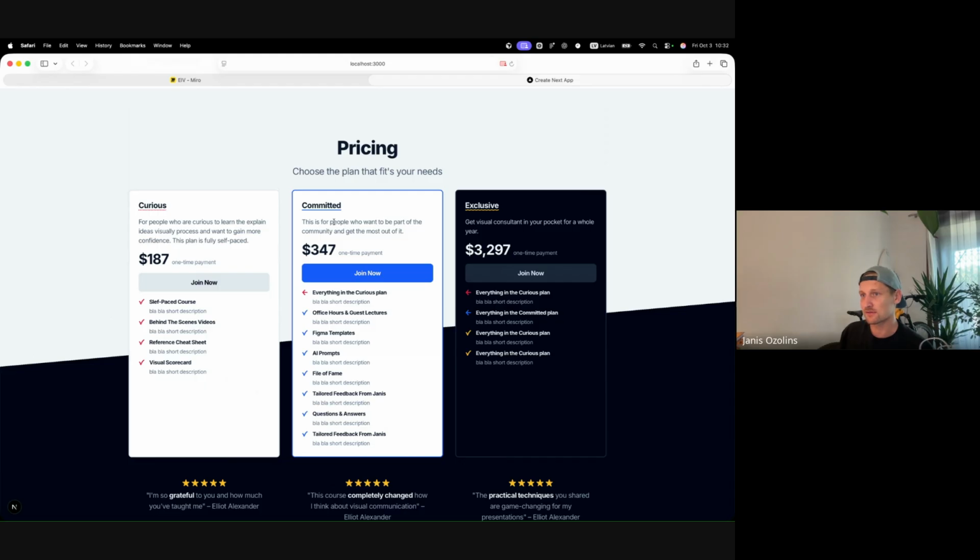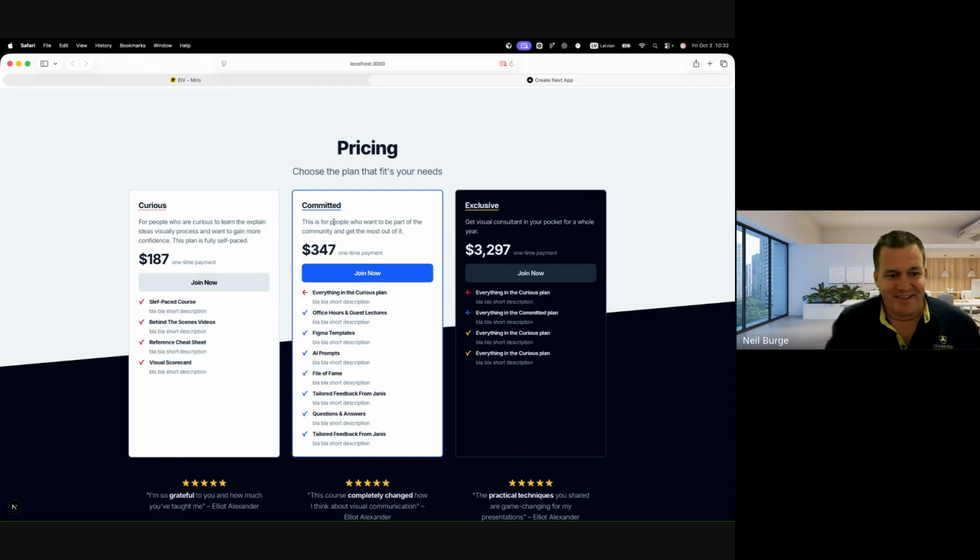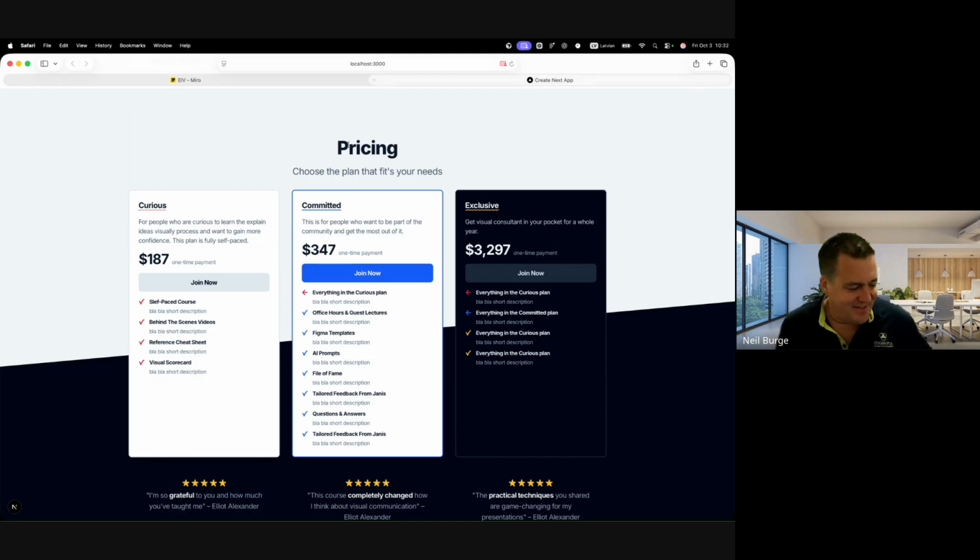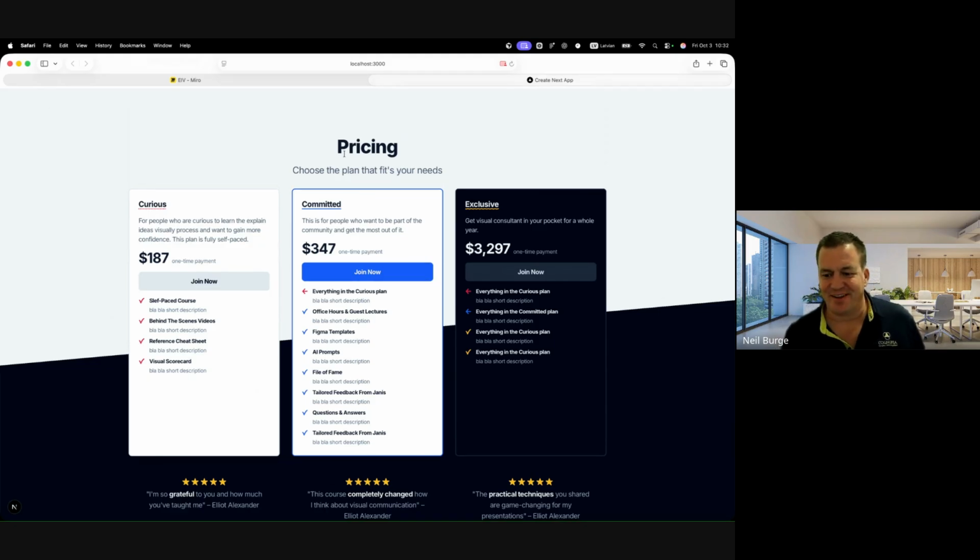Pricing is one of these things where there's an art and a science to it. The data gets you so far, but then it's all right, we believe this, now we've got to go and test it, and the only way we test it is getting in front of real people.